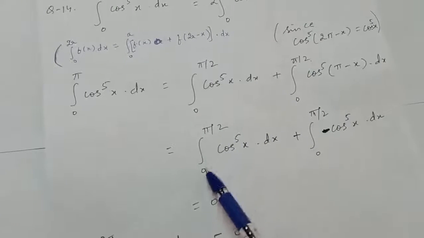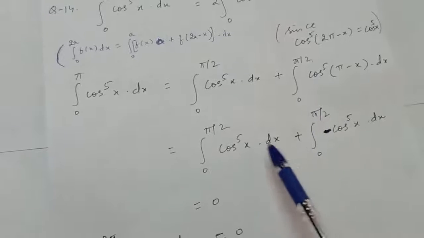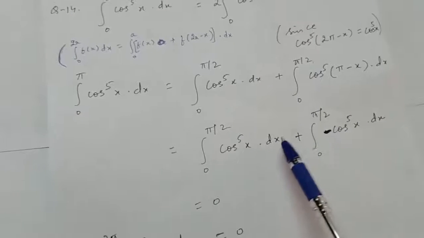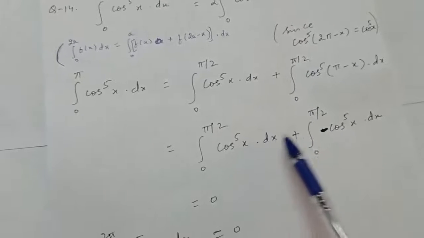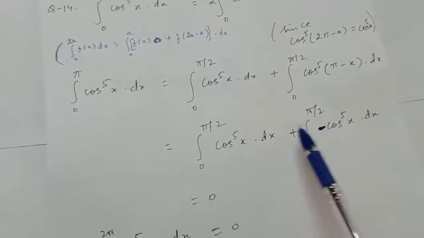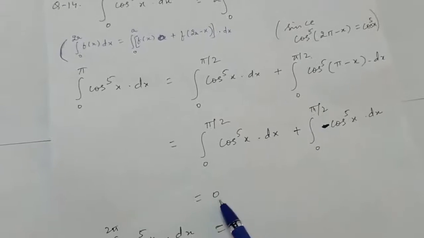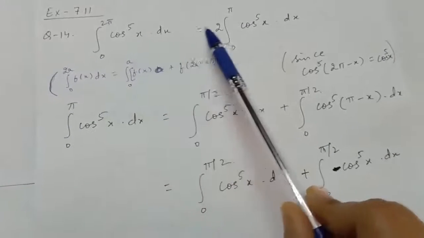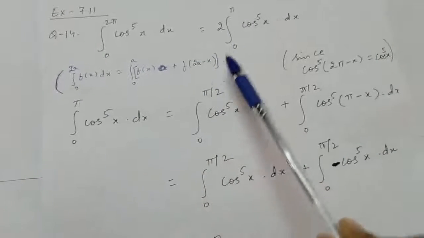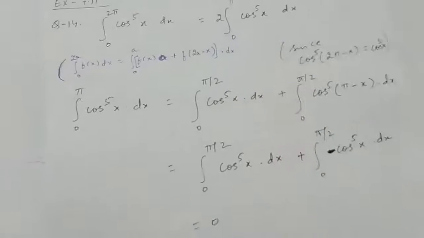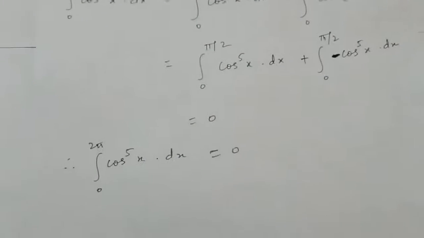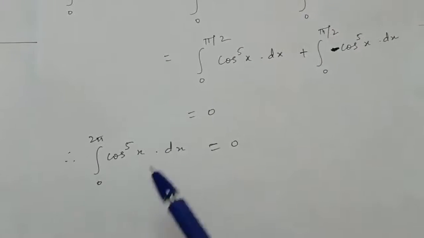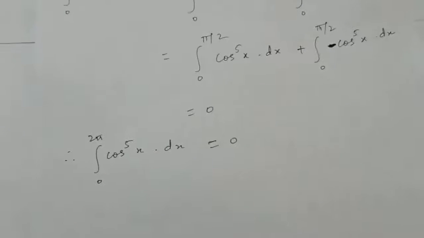Because the limits are the same, we can add these two, but these two terms will cancel each other, therefore you will get the answer as 0. Therefore this given integral, which is twice of this, will be 2 into 0, and 2 into 0 is 0. Therefore the value of the given integral will be 0.